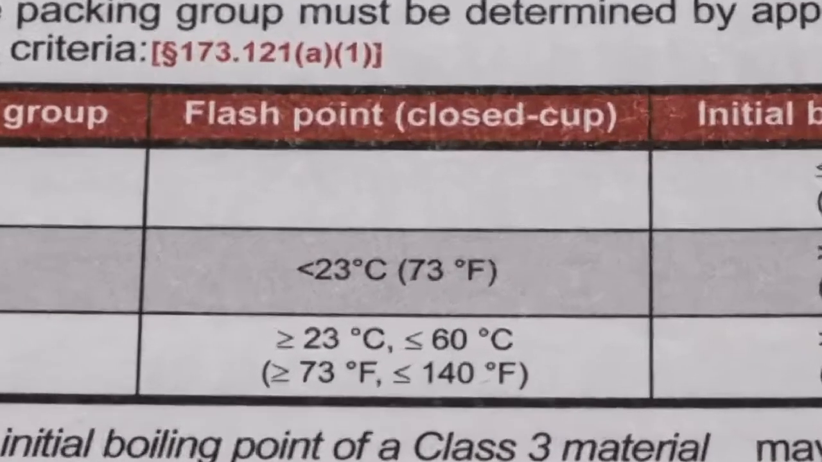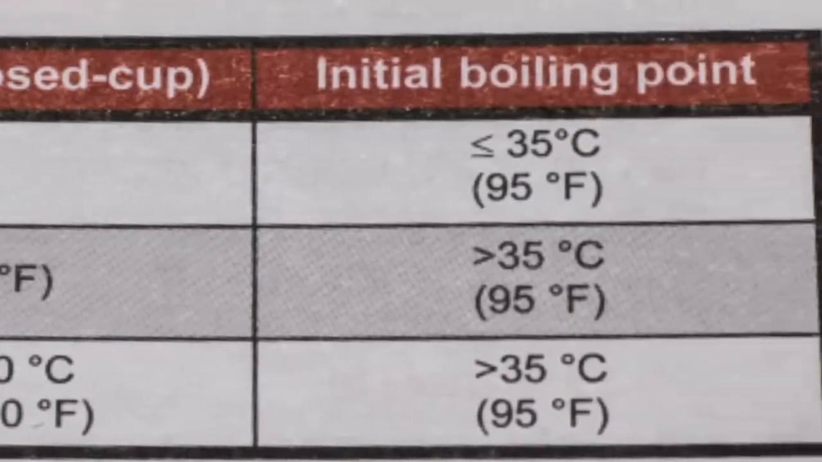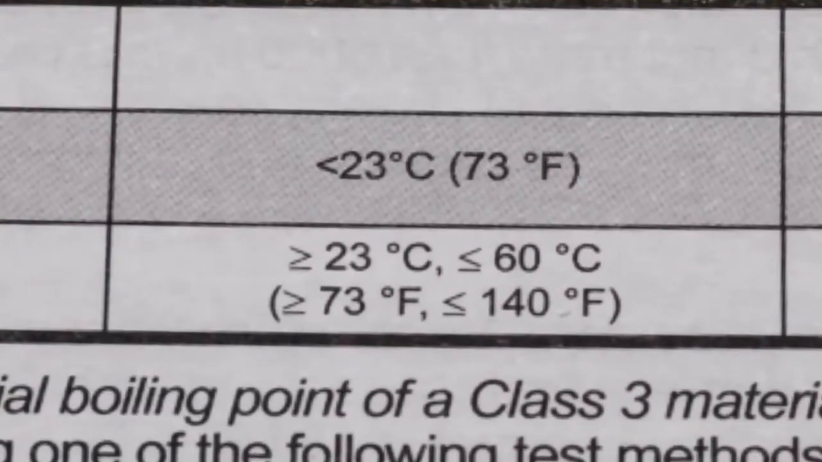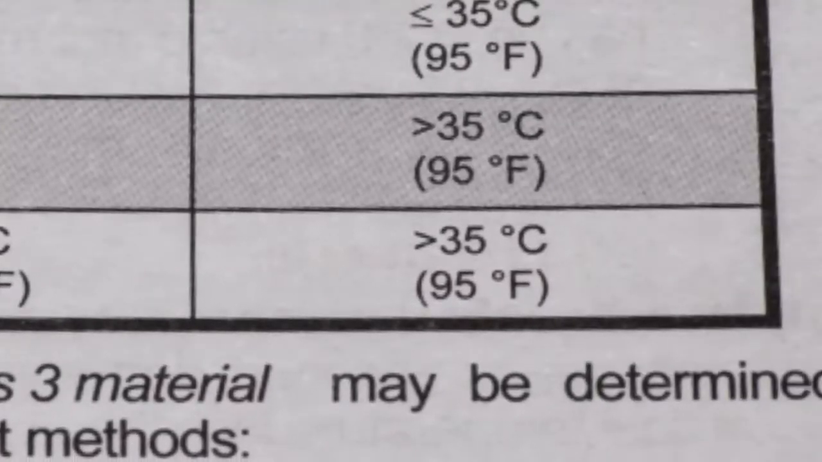Packing group 2 assignment for flammable liquids will be those materials that have a flash point of less than 23 degrees Celsius and a boiling point of greater than 35 degrees Celsius. Now for packing group 3 materials, these materials will have a flash point of equal to or greater than 23 degrees Celsius and equal to or less than 60 degrees Celsius, and of course the boiling point will have to be above that 35 degrees Celsius threshold.